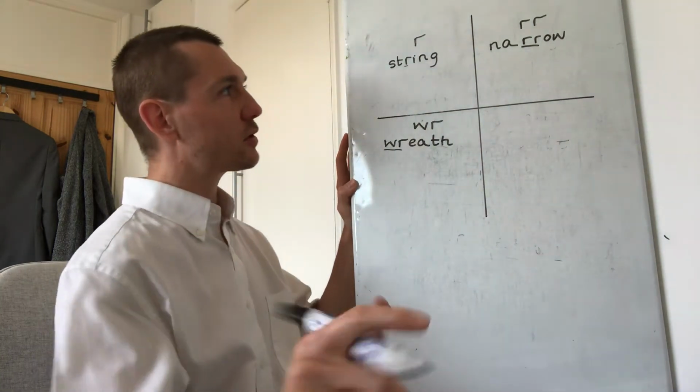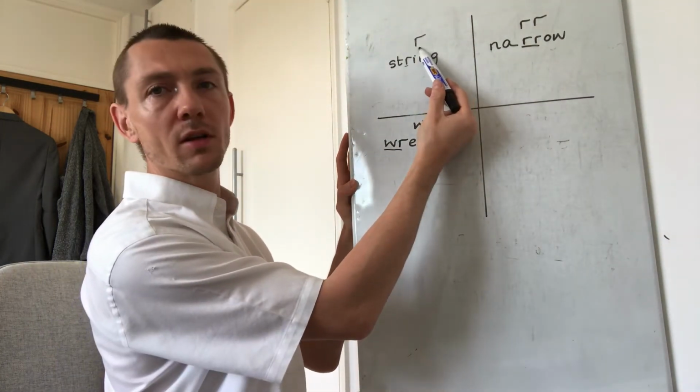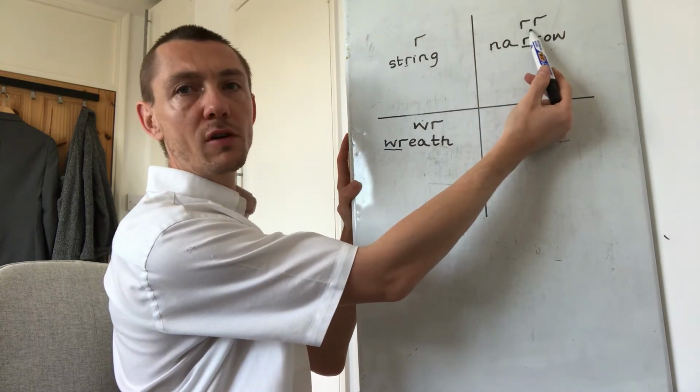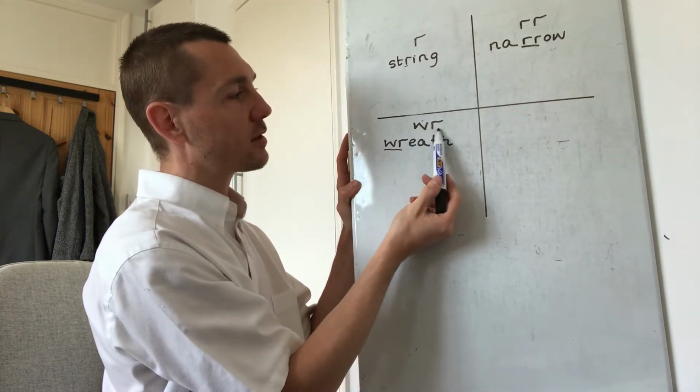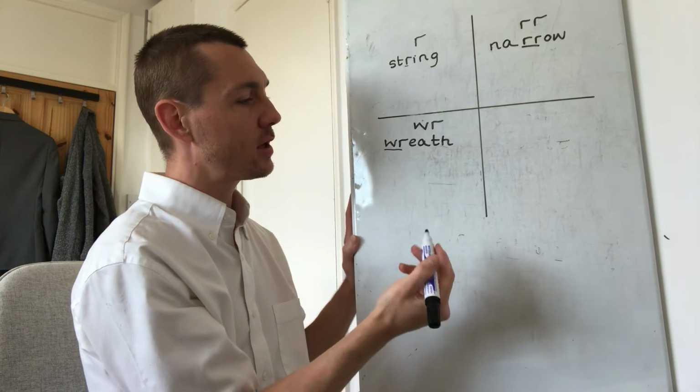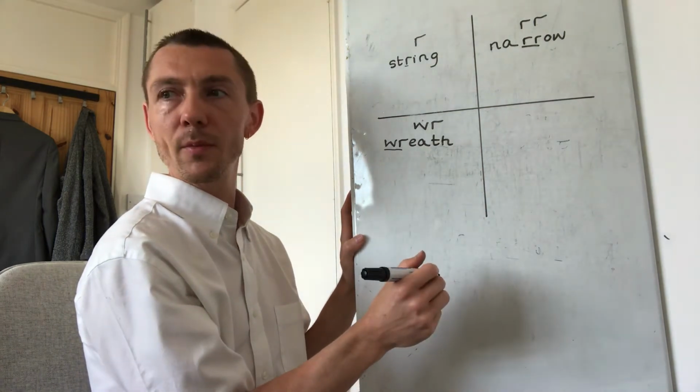3 spellings of R so far. We've got R on its own, the double R spelling of R, and we've got the WR spelling of R. There's one more. Let's see when it comes up.